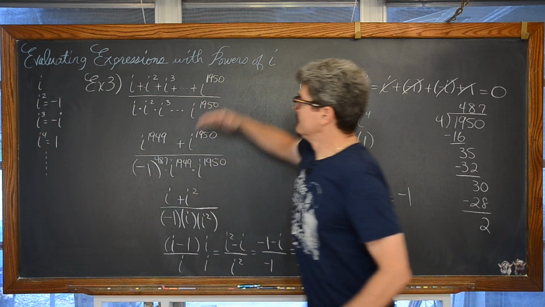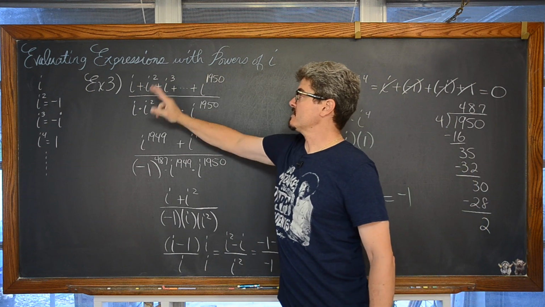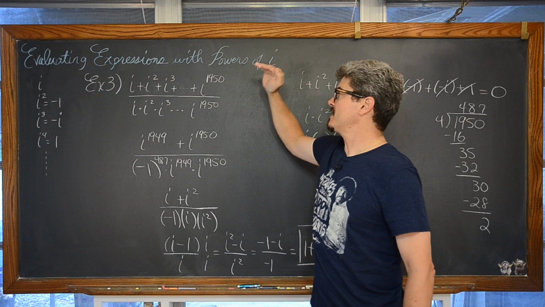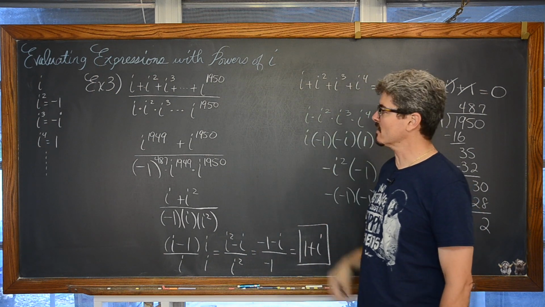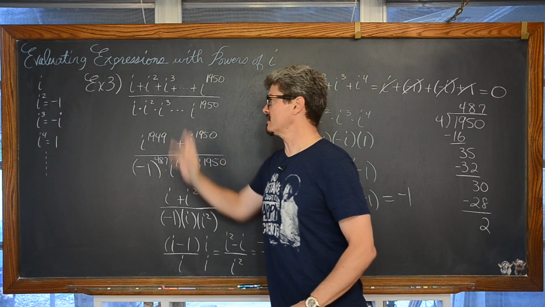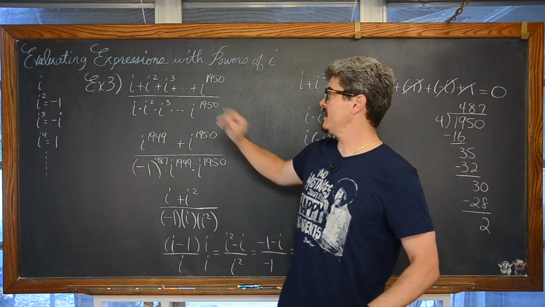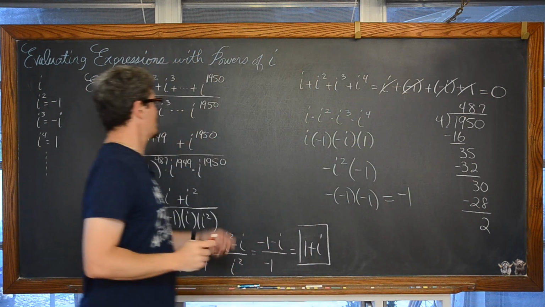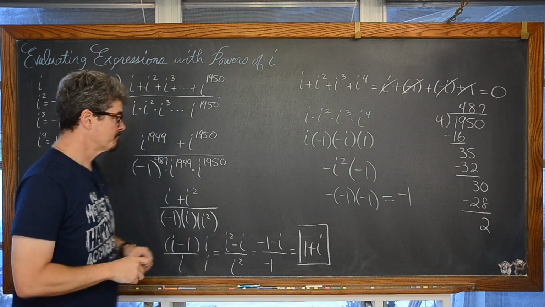So this sum from i to the first times i to the second times i to the third, all the way up, keep adding till you get to i to the 1950th power, over i to the first times i to the second, i to the third, times, up to multiplication of i to the 1950th power. That all just simply comes out to 1 plus i.